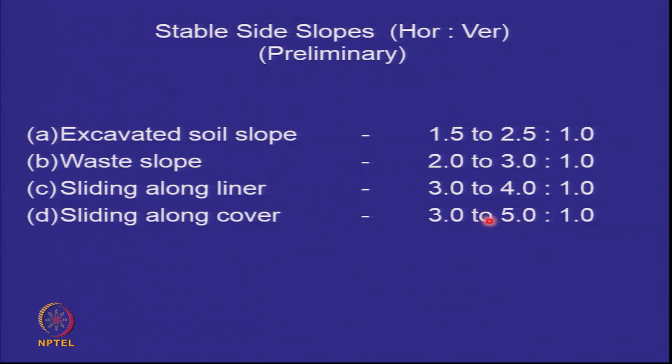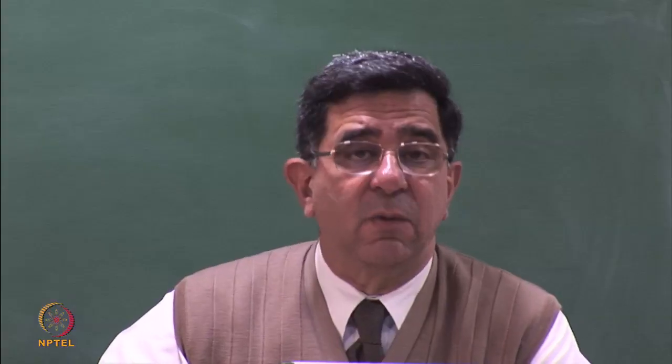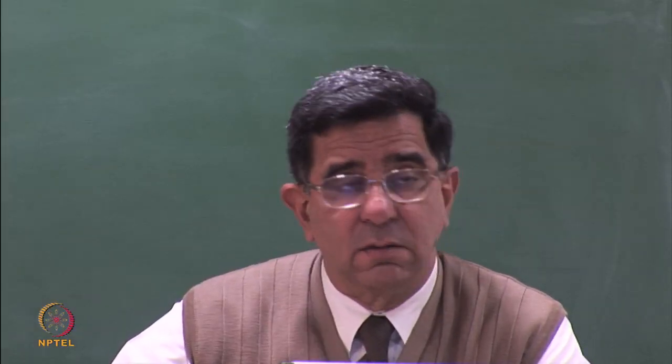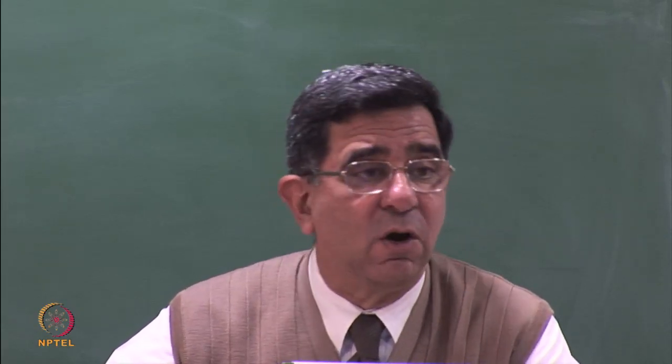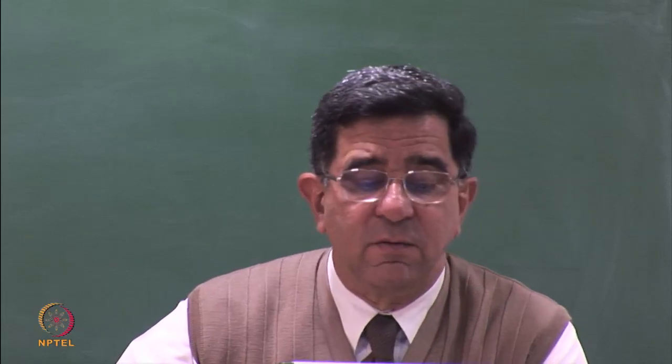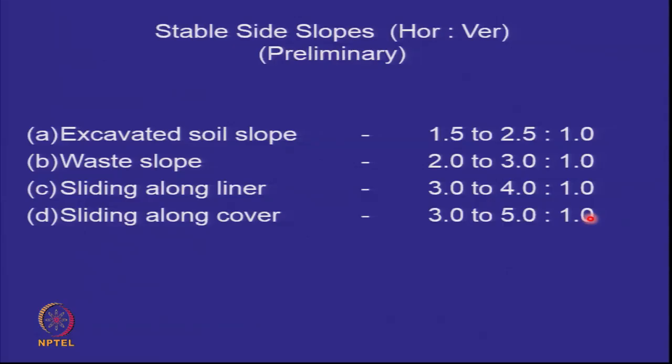Covers are slightly flatter than the liners, and the reason is the excavated slope of the liner becomes buried with time as waste fills up. So the slope is no longer a permanent slope, whereas the cover slopes are exposed for many more years, and therefore the stability of these slopes has to be assured for 50 to 100 years. The stability of the liner slope has to be assured for the period which the excavation remains, which may be 1, 2 or 3 years. So obviously you have a flatter slope along the cover.